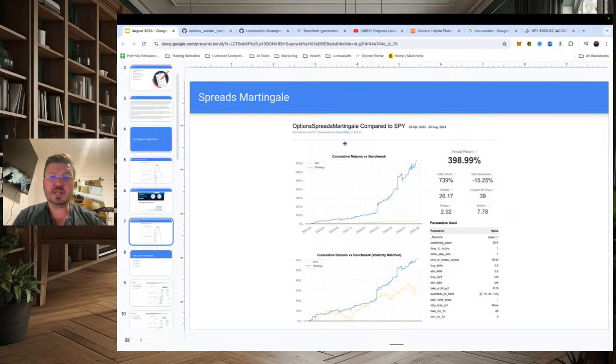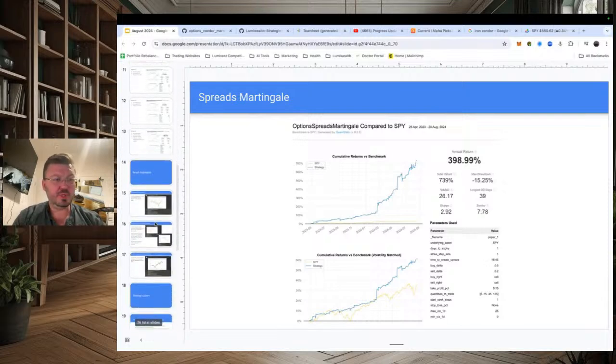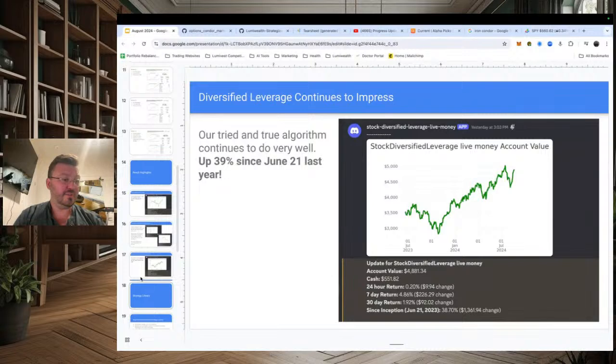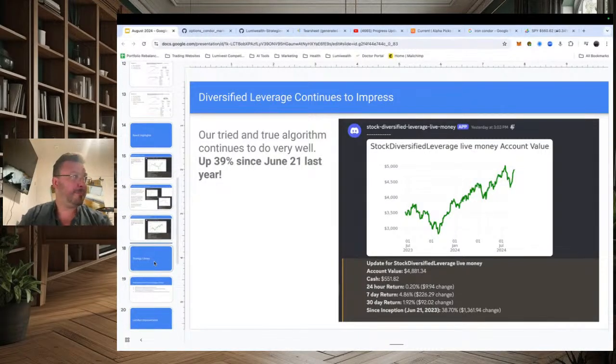And then the spreads martingale, this one is just taking off. I really want to spend more time on this. So we're going to be launching a bunch more stuff inside of paper trading, and I'm going to be launching some stuff with my live money account soon as well. All right. Cool. Any questions around that?